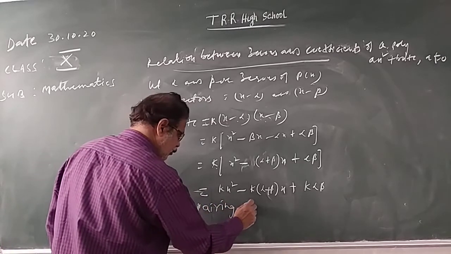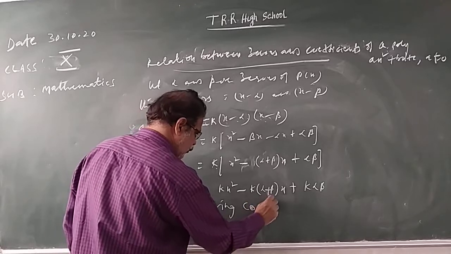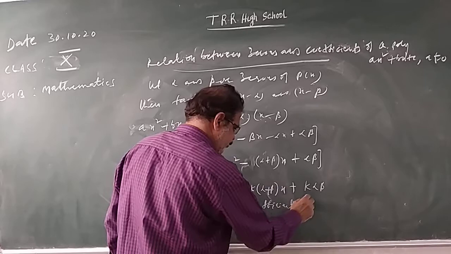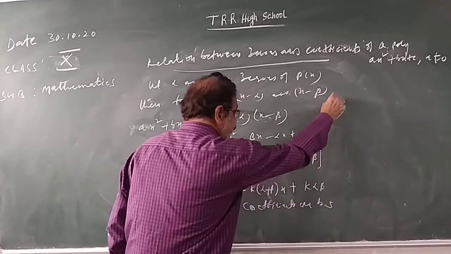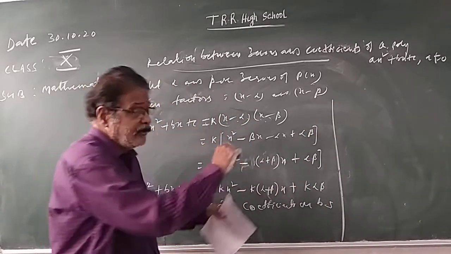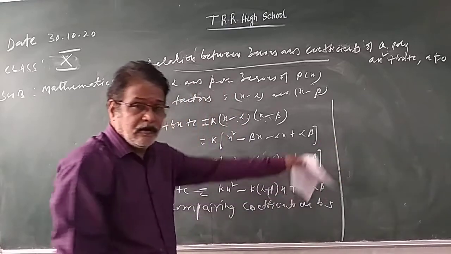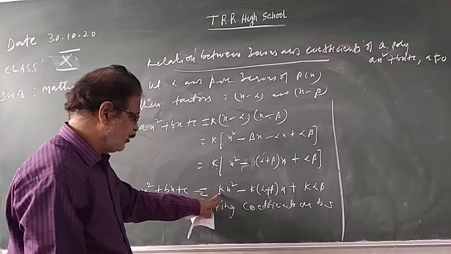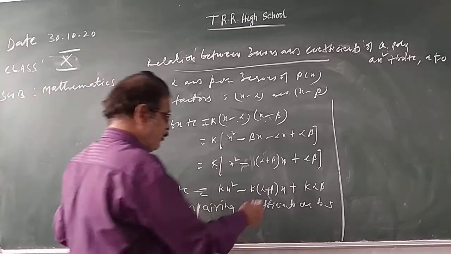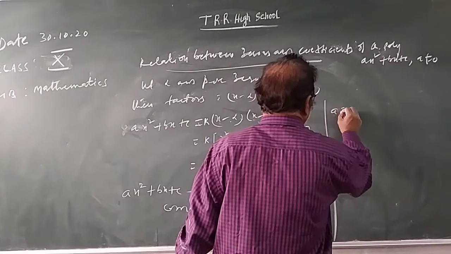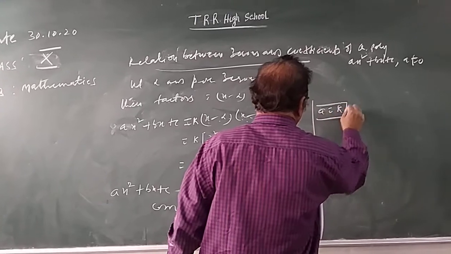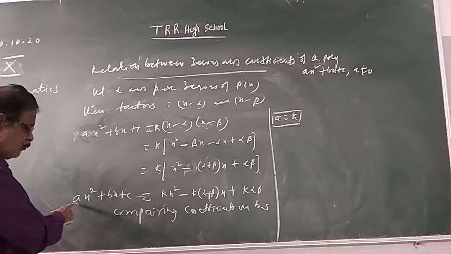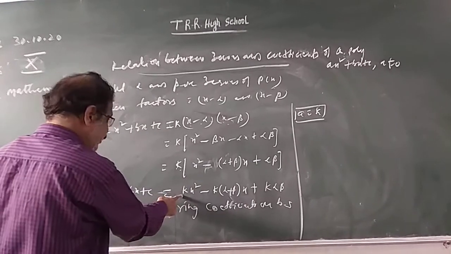Comparing coefficients on both sides. The x square coefficient here is K, and here the x square coefficient is A. So A is equal to K.